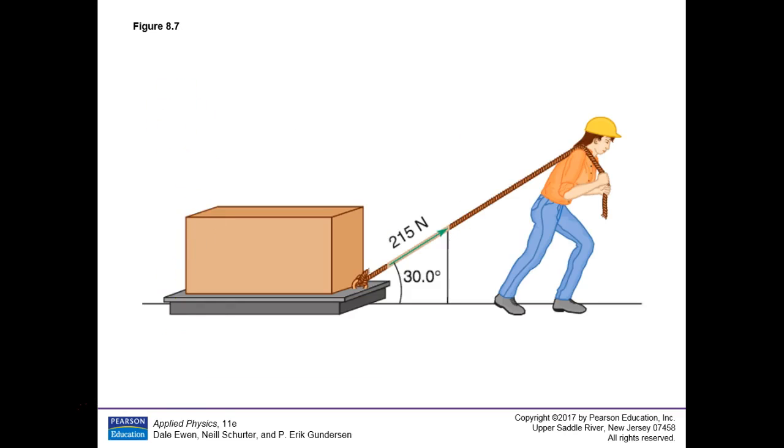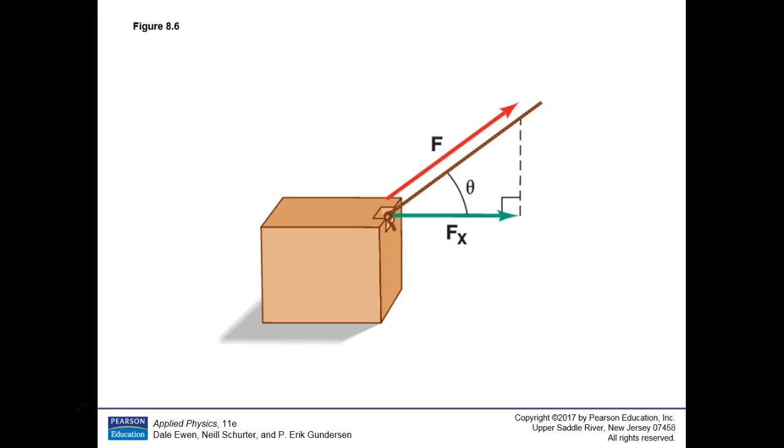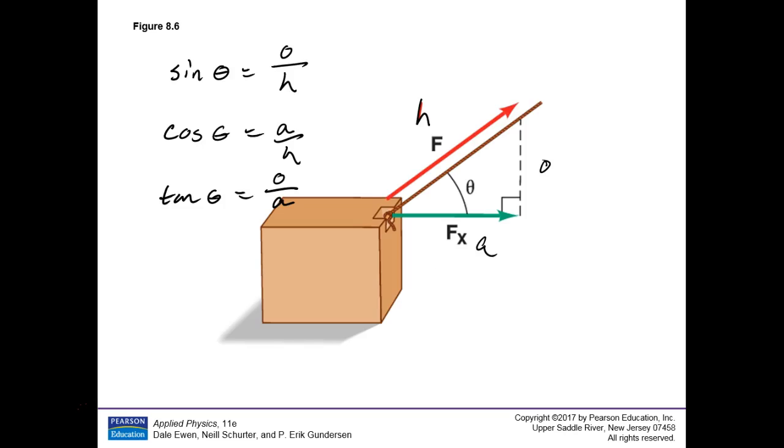So here's what we can say, and we can say it any way you want to. You can say that the cosine of the angle theta is equal to the adjacent side, that's f sub x, over the hypotenuse, which is f.